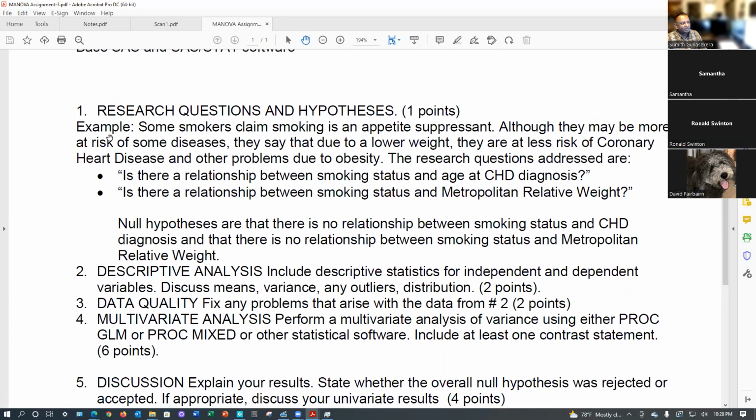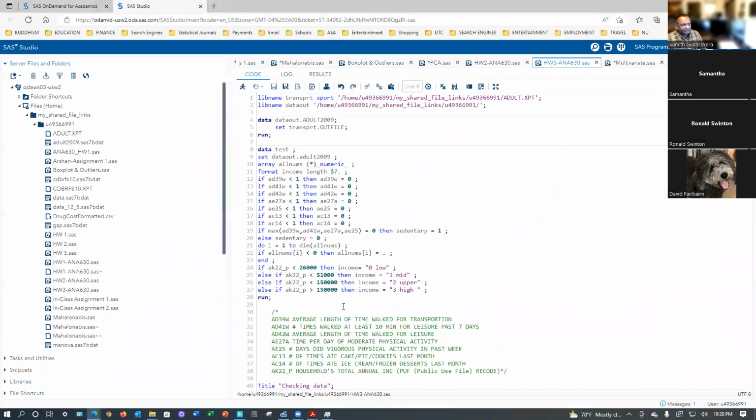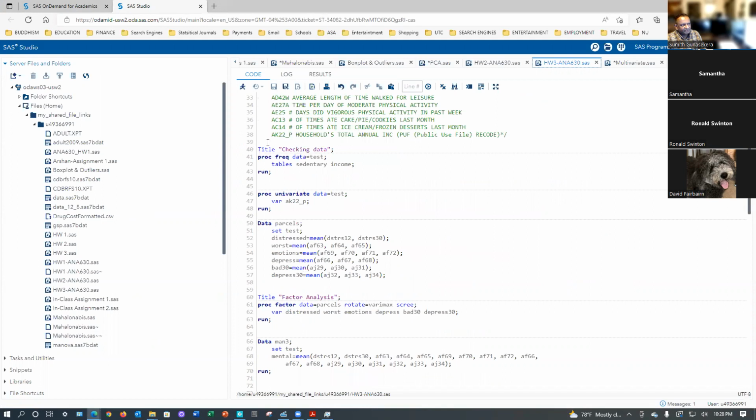Mainly this one: some smokers claim smoking is an appetite suppressant. So you don't have to stick to this one, but we are trying to do it the way that I set it up. Okay, you have to set up a MANOVA. So I set it up this way. I got all these variables: AD39W, AD41, AD42, AE27. These variables.